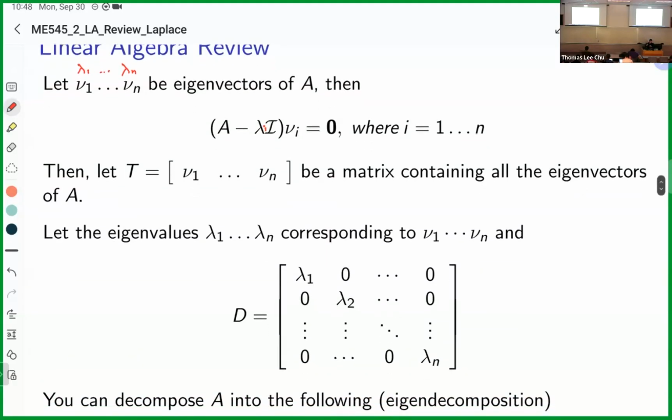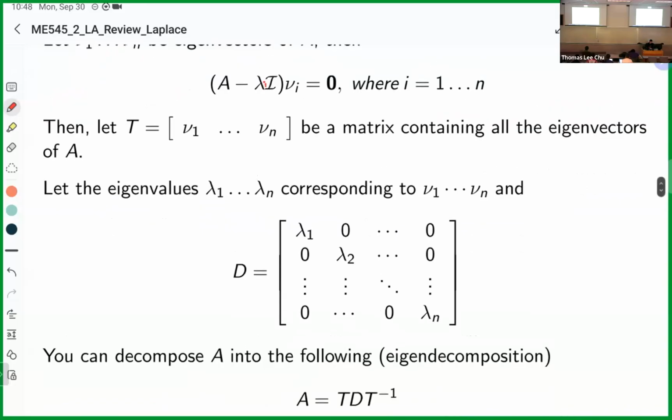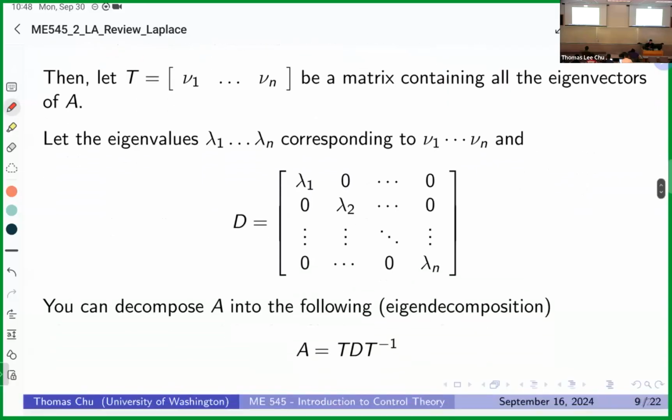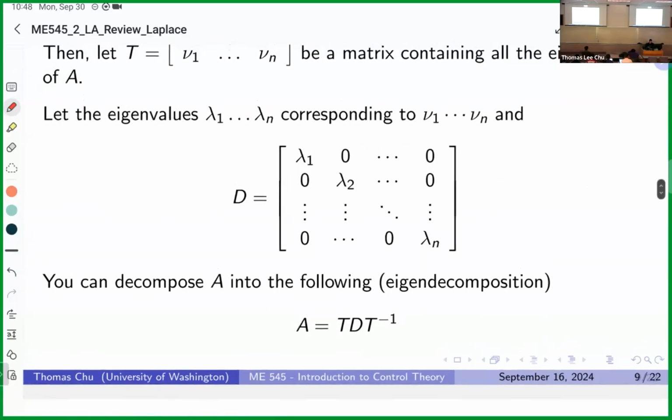Then if we put these eigenvectors into matrix form, into matrix T, where we have mu1 all the way to mu n, it's a matrix containing all the eigenvectors of A. And we put all of our eigenvalues into this diagonal matrix D. We can decompose A into the following: A is equal to T multiplied by D multiplied by T inverse. So this is just a matrix decomposition.